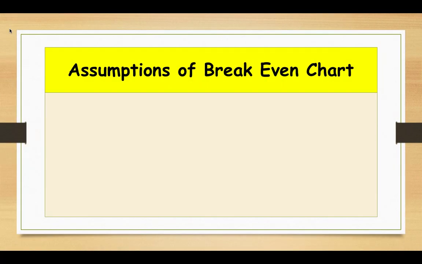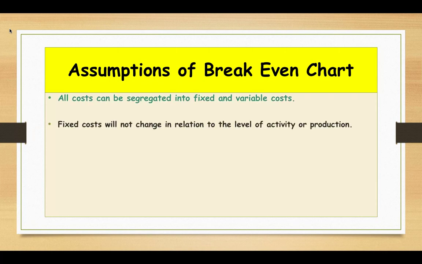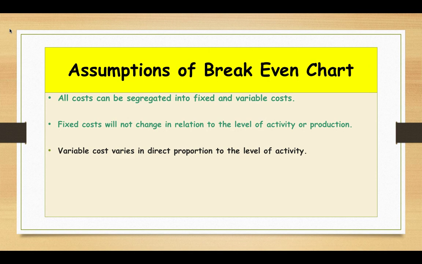We'll see the assumptions of break-even chart. So the first assumption is all cost can be segregated into fixed and variable costs, including the semi-variable cost. We know the semi-variable cost has a fixed element and a variable element. And the second assumption is fixed costs will not change in relation to the level of activity or production. So fixed cost is going to be constant throughout.